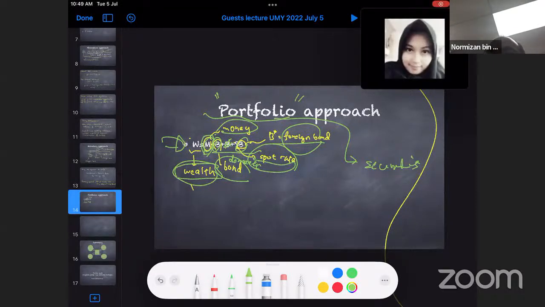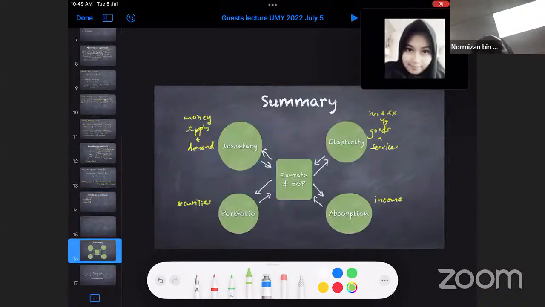Okay. So now the last part here, we can summarize these four approaches. The first one we have is the elasticity approach. The second one we have is the absorption approach, then the portfolio approach, and the monetary approach. That affect the exchange rate. Elasticity, there is the elasticity of demand of goods and supply of goods through the import and export will affect the exchange rate. And of course, exchange rate also will affect this elasticity.